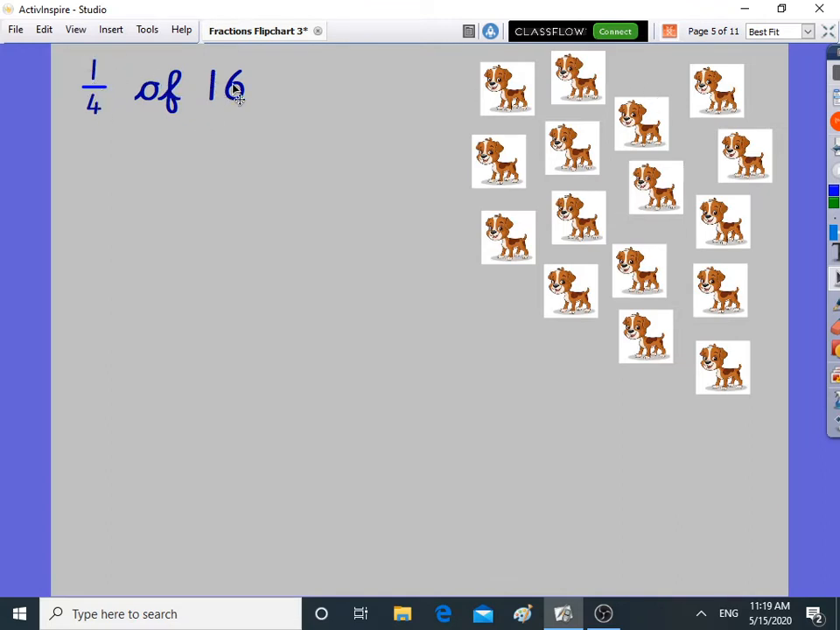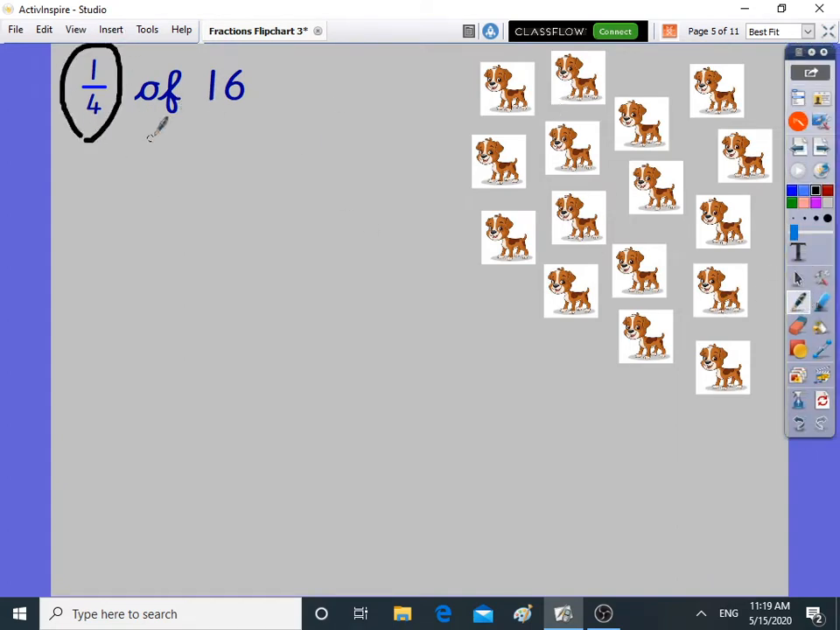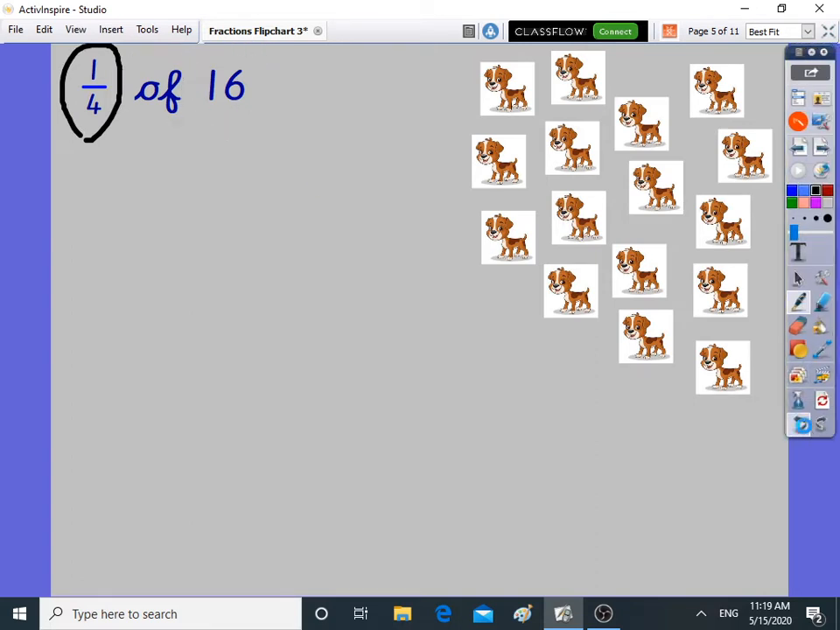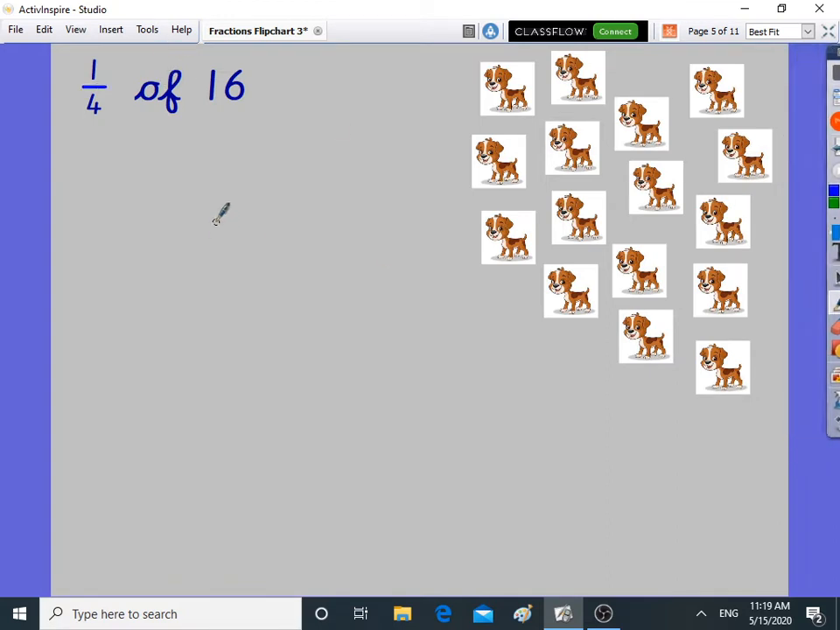A quarter of 16, or in this case, a quarter of 16 dogs. So we have a fraction, we have an of, and we have a quantity, which is just a number. We have a line, which means divide, and an of, which means times. So first of all, I'm going to do this just by selecting 1 out of every 4 dogs. So I'm going to find 4 dogs. Let's just put a circle around 4. I just want 4, and I'm going to get 1 out of those 4. Let's get this one. Doesn't matter which one you get.